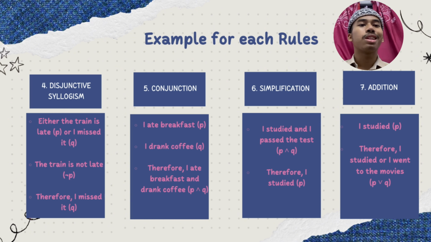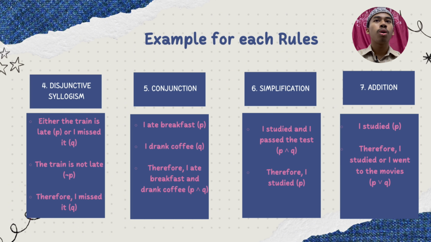Alright, the last rule is addition. If one statement is true, we can add another possibility to it using or, even if the second part is uncertain or false. The example, I study P. Therefore, I study or I went to the movie, P or Q.